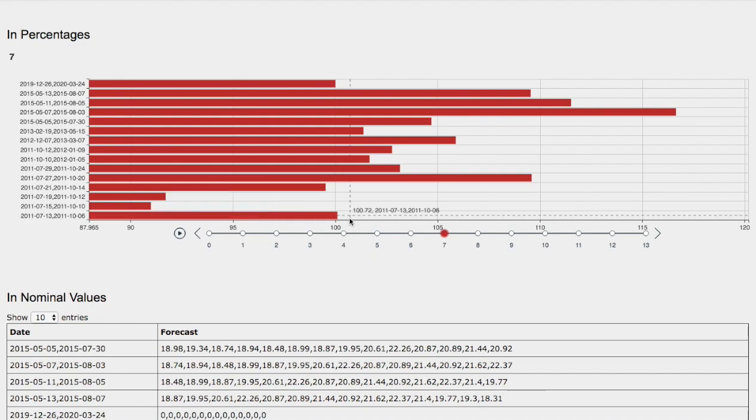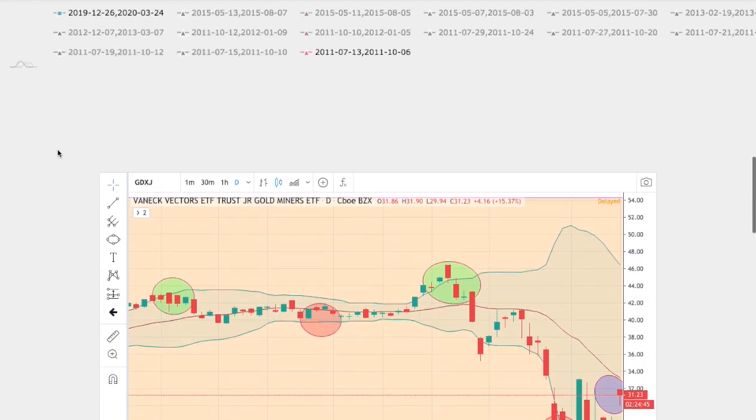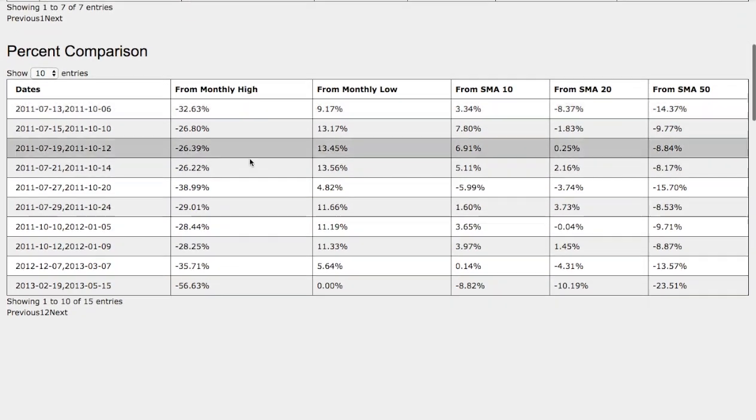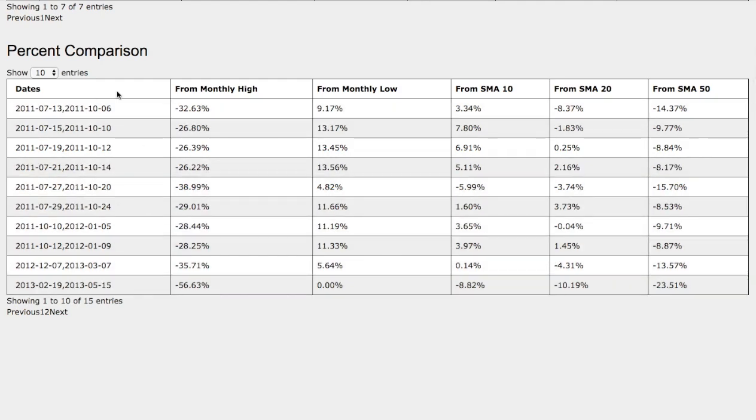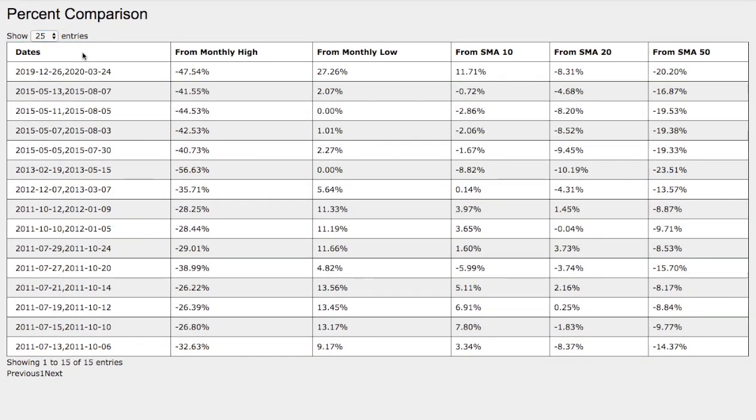So the model that we just examined was July 13, 2011 to October 6, 2011. Back then, gold miners remained flat, around 11 basis points. So we may encounter sideways price action in the next coming days. And if we examine further on the percent comparison, let's expand out further, and we examine the current trend, right here we have the current trend.